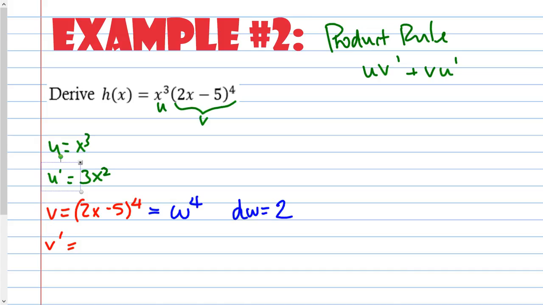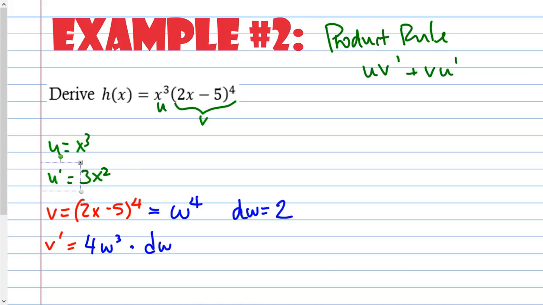Okay, so v prime is composed of two functions, so I'm going to need the chain rule. So I'm going to have to derive the outside function, which is w to the fourth. So I get 4w to the third, and then I'm going to multiply that by the inner function, which is just dw.